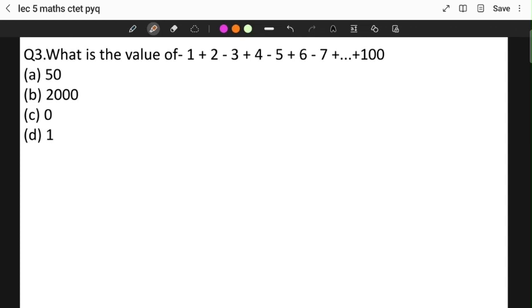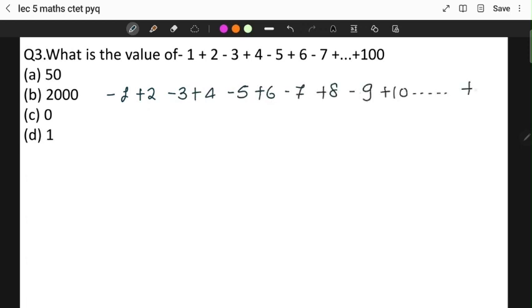Okay, up to 100. If we look at the question carefully, we have to calculate the summation again. One value is positive, the other is negative, and we have to do this up to 100. For this question, if we look here: minus 1 plus 2 minus 3 plus 4 minus 5 plus 6 minus 7 plus 8 minus 9 plus 10 and so on up to 100.